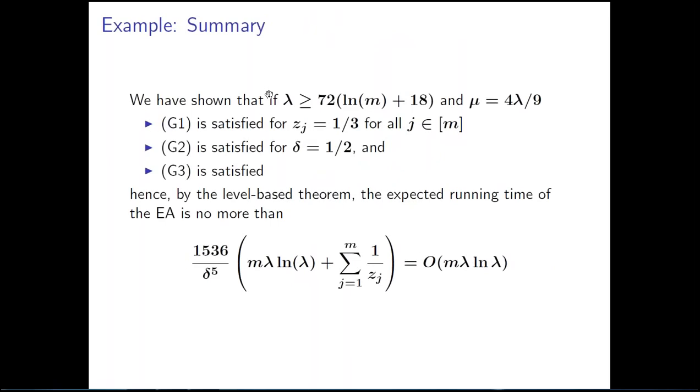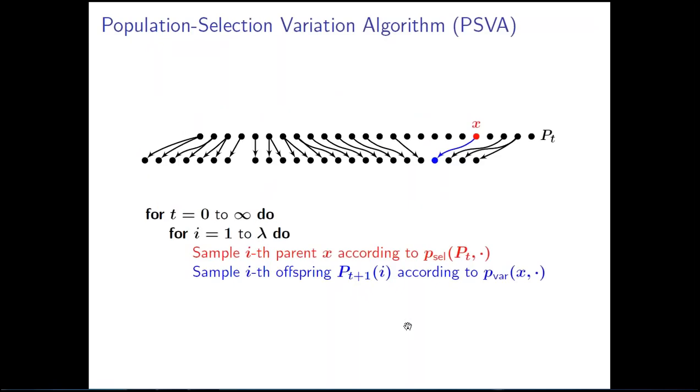And so we have now satisfied all conditions, and the expected time to now find the optimum will be this expression. So expressed asymptotically with big O notation, it is m times lambda log lambda. And if we pick now lambda to be exactly this expression, it is big O of m times log m times log log m. So that's relatively quick. Okay, I think we won't have time to talk about more complicated algorithms.